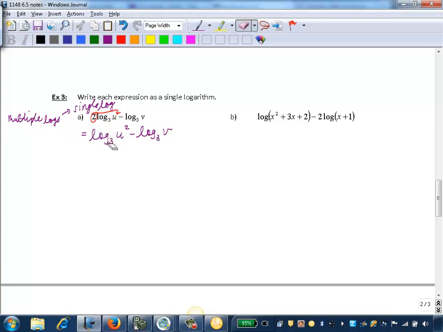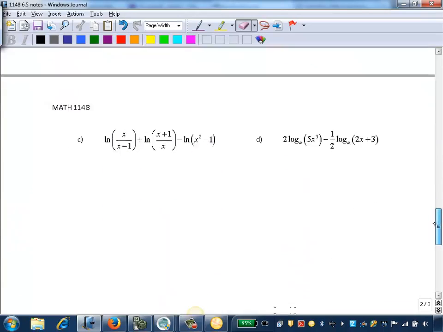Now we have a logarithm and an argument, a logarithm and an argument. They both have a base 3. So I can subtract, which allows us to combine these into one logarithm, and we take the quotient, u squared over v. So we went from 2 separate logarithms and combined into one. Okay, I'd like you guys to try part B on your own. I'm going to jump to part C here next.